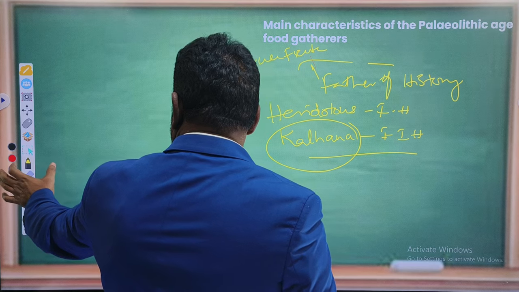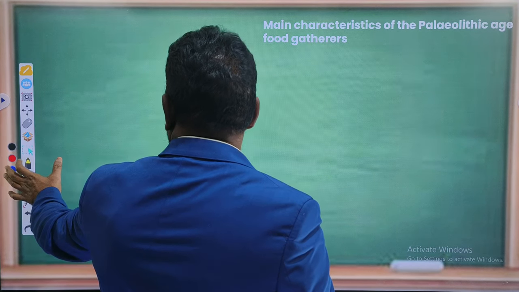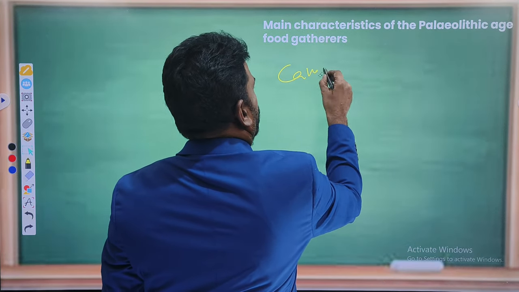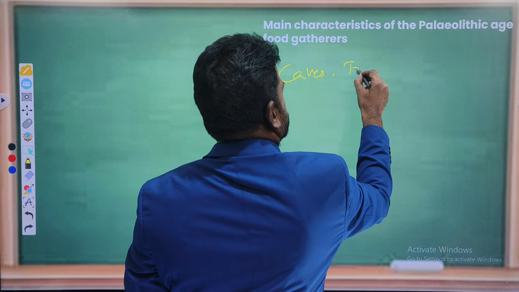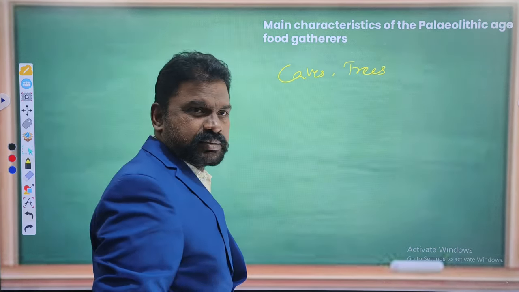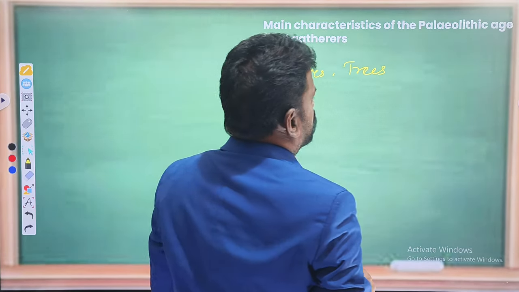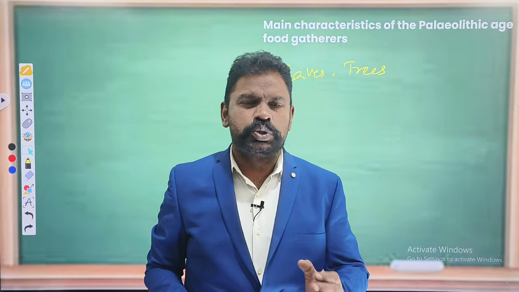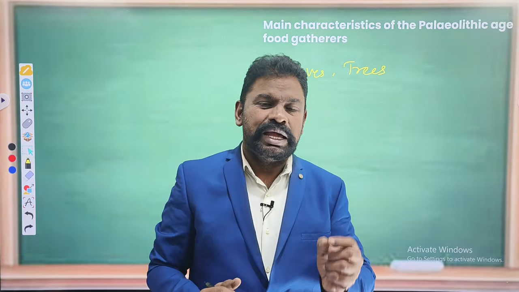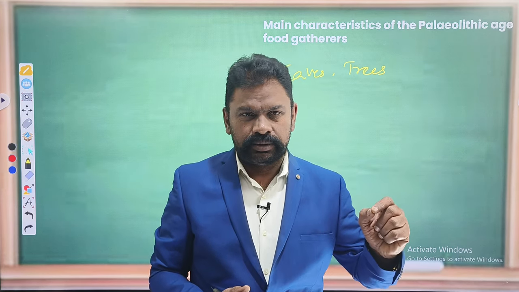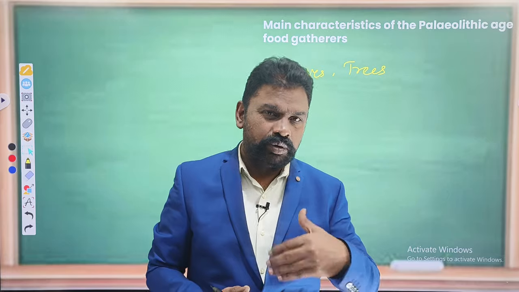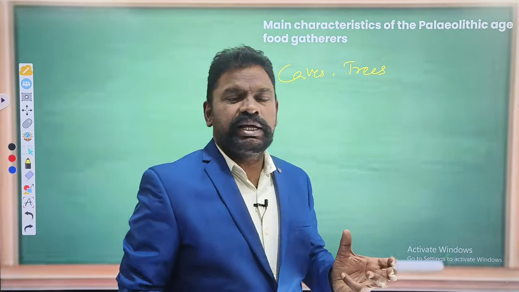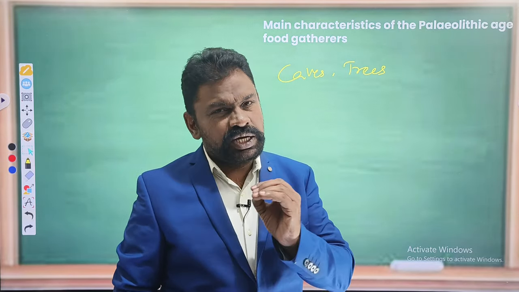Early man in the world lived in caves or in the branches of trees. They did not know how to wear dresses. Initially they were nude. Slowly they started to cover their body with leaves and animal skins. They were not aware of agriculture or of the use of fire.